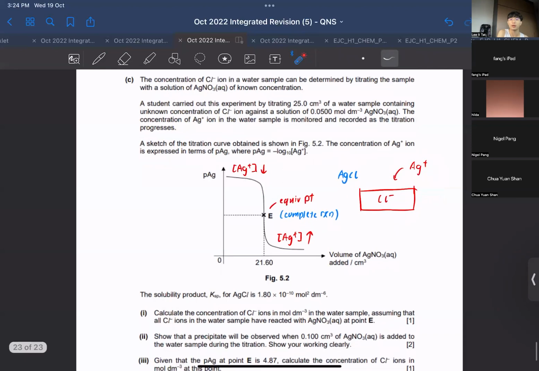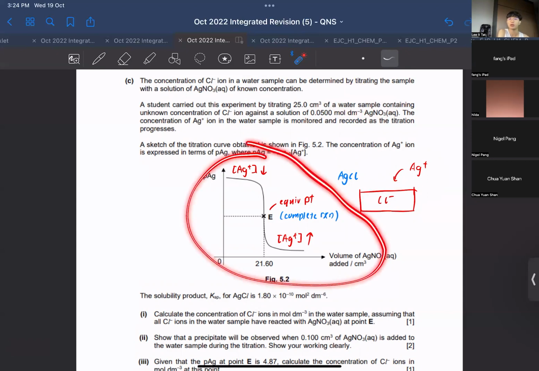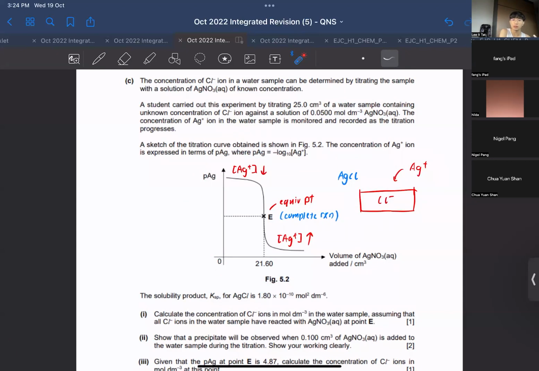So let's look at part one. In part one, they want us to look at the concentration of Cl minus in the original water sample. How do we find this? Again, you just conducted a titration experiment, and we know that the equivalence point is the best way to find out how much Cl minus there is in the solution.